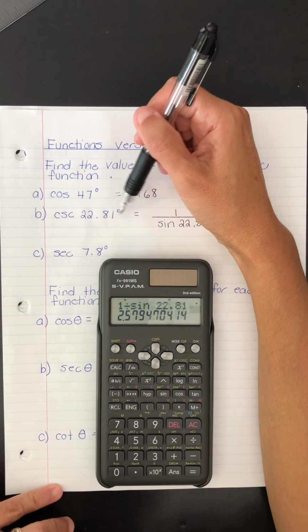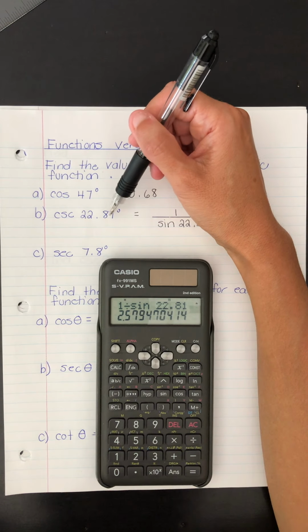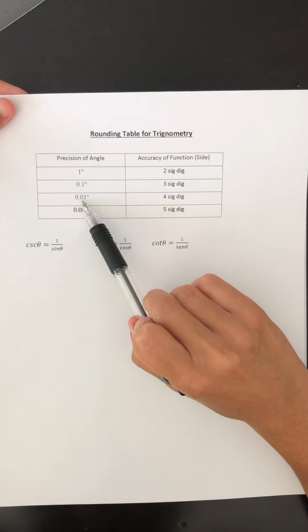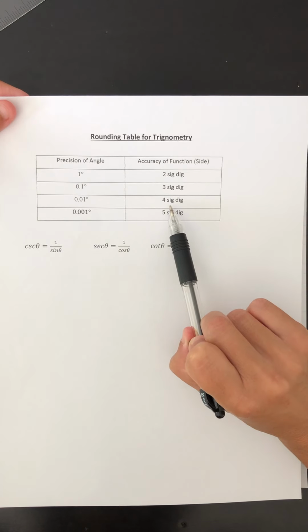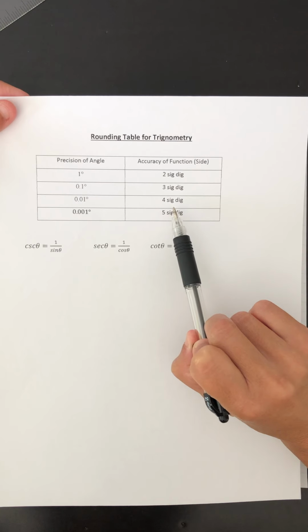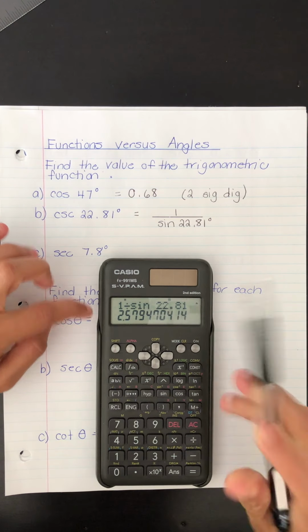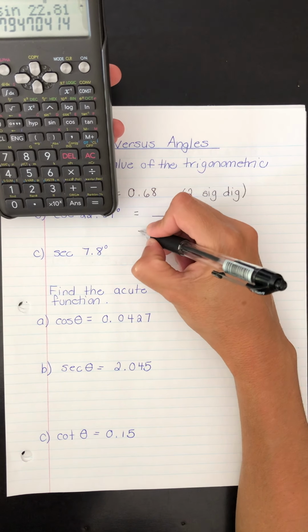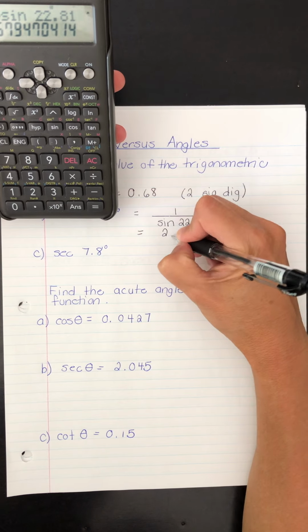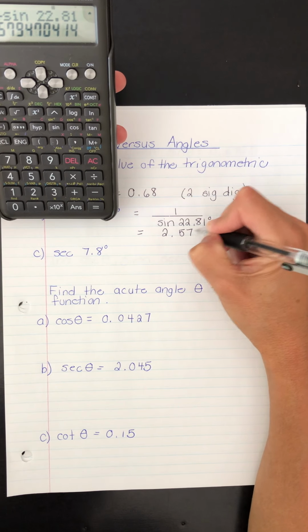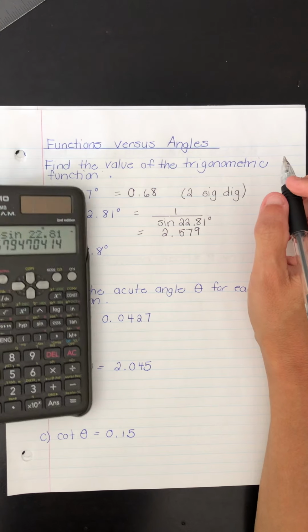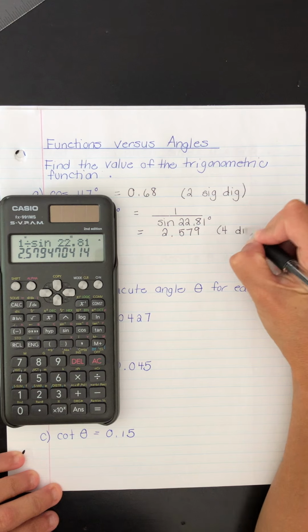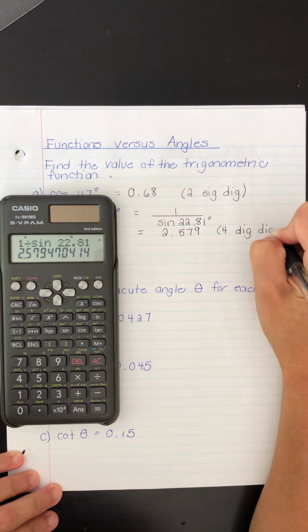Now the angle was given with 2 decimal places, so the angle was expressed to 2 decimal places. Okay, so according to the chart, we need to round our answer to 4 significant digits. So here's the answer on the calculator display. So when we round the answer to 4 significant digits, it would be 2.579. Okay, so I'm going to put in brackets the fact that we rounded to 4 significant digits.